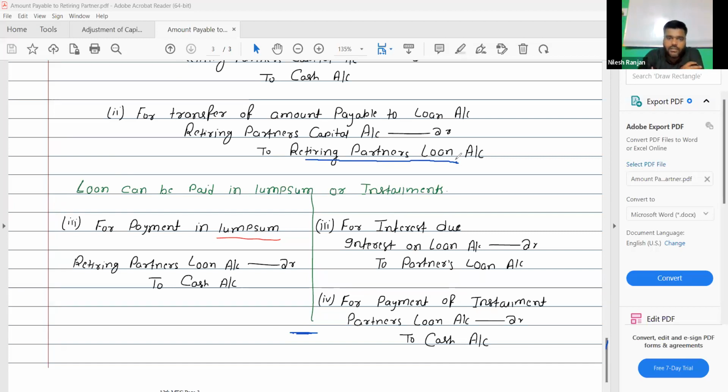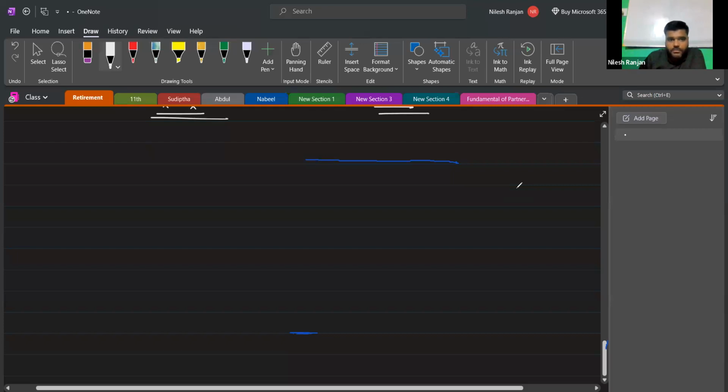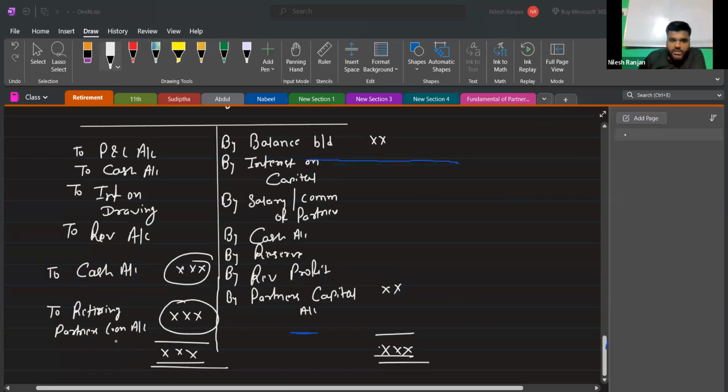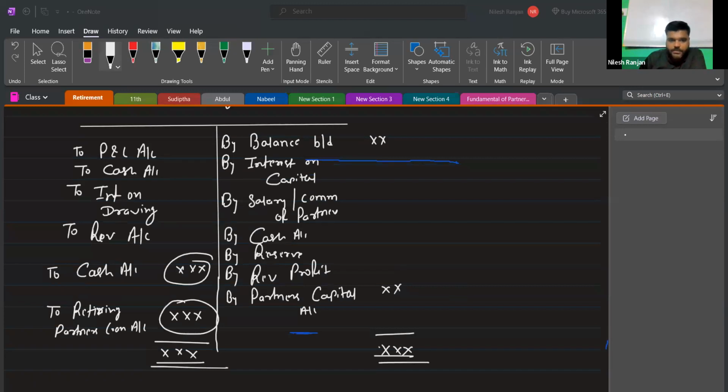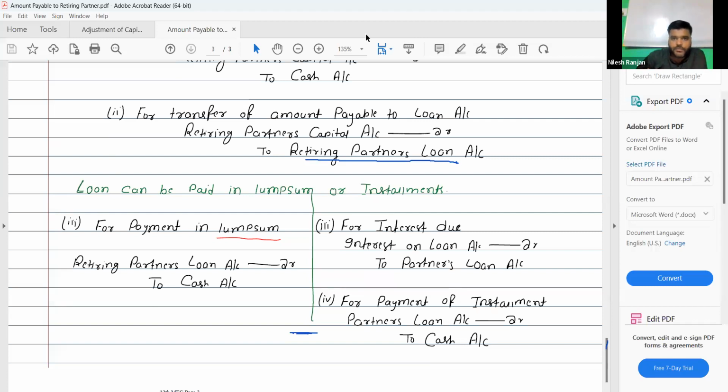Okay, you will show this in the account also. You can see here, retiring partner's loan account I've written here. So retiring partner's loan account. Now, loan can be paid in lump sum or installment. Means if it is transferred to loan account, you can pay the loan in one installment or in different installments.